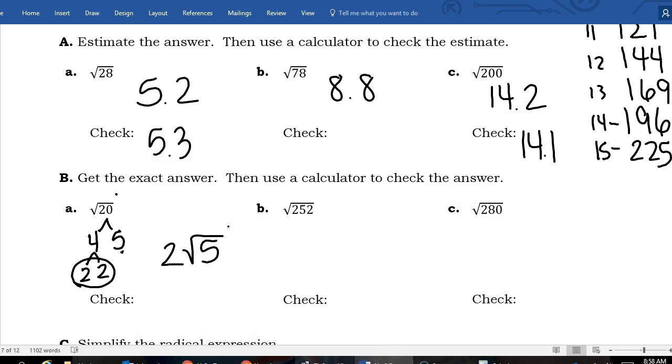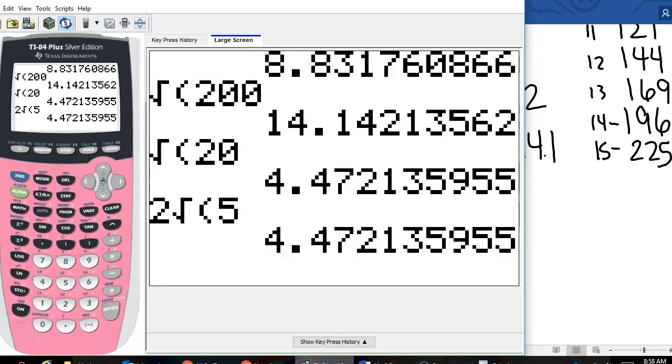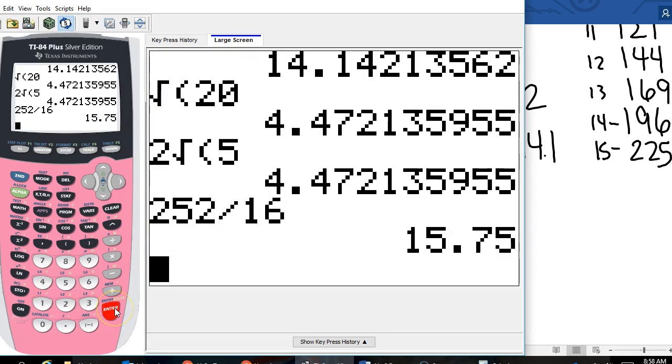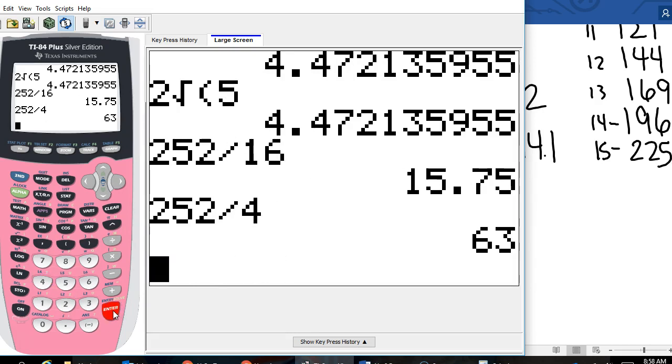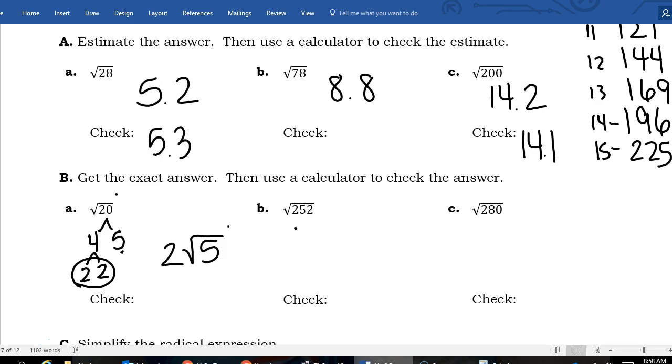Letter B, I have to break up 252. This is a bigger number, and I'm not exactly sure of my factors right now. I'm going to just try and see what I can find. So 252, let's try 16. Again, I'm looking for perfect squares. So 16, that is no good because I need to get a whole number for this to work out. So 252, one of my perfect squares is 4. Well, that worked out. So I can do 4 and 63. So I'm going to break this up into 4 and 63.